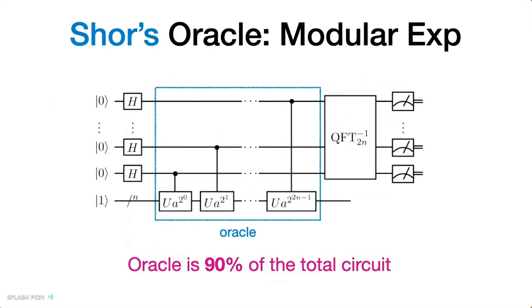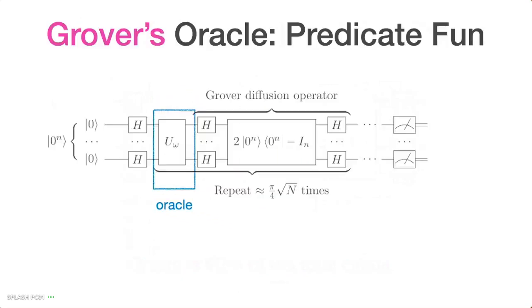That's what the UA business at the bottom is. And then by setting a bunch of control bits in superposition, we essentially try all of the possibilities of finding the order all at the same time. So setting it in superposition, doing all this stuff, a classical function, a to the x mod n, and then doing some post-processing to get the result.